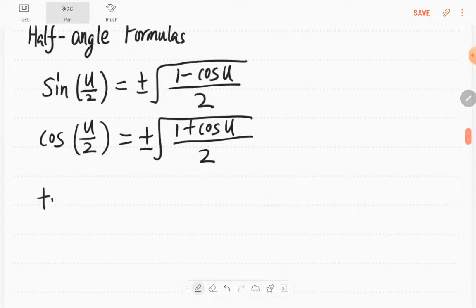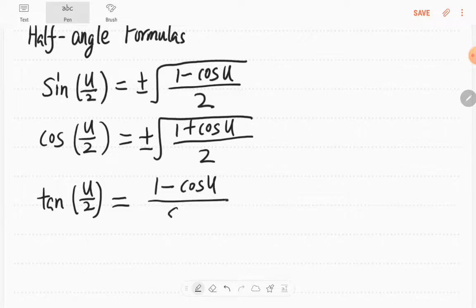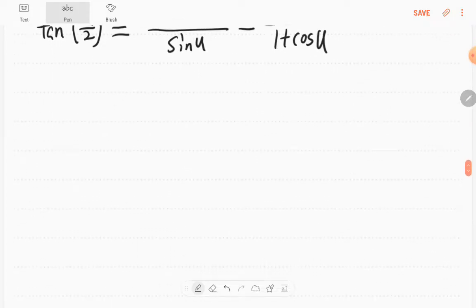Then tangent of u over 2. You take the division and simplify. You will have 1 minus cosine u over sine u, or it could be sine u over 1 plus cosine u. So this is the half angle formula. Now let's solve some problems using these formulas.